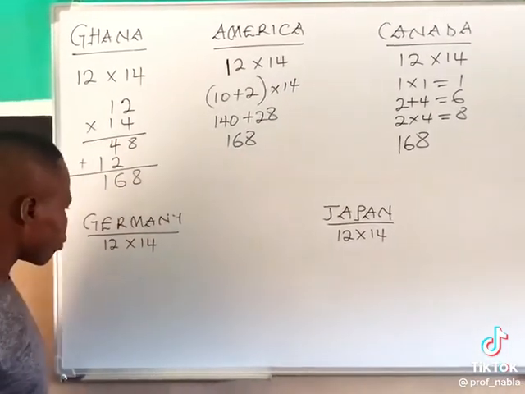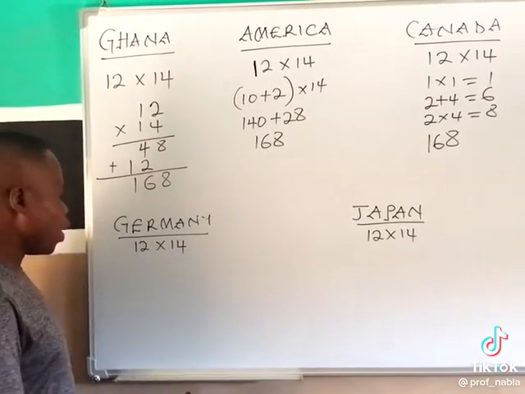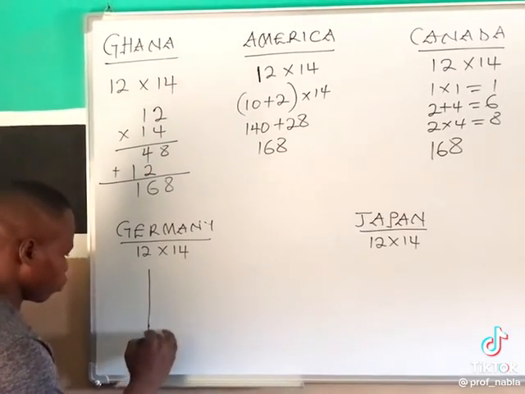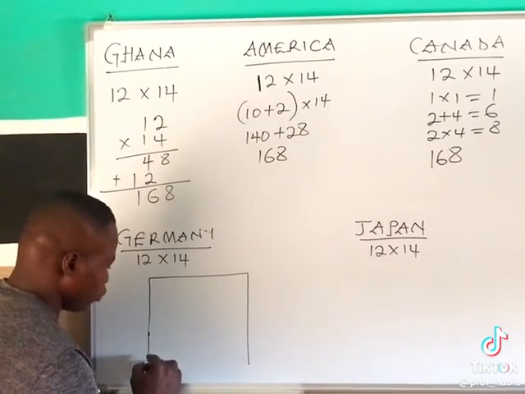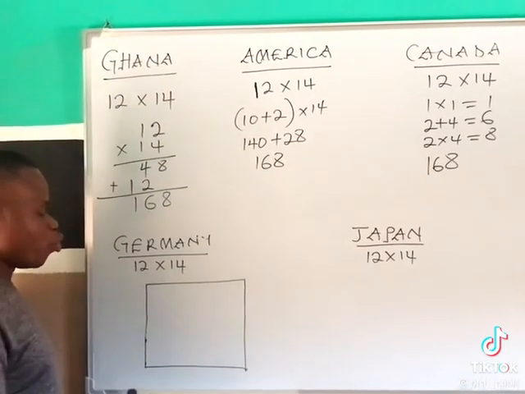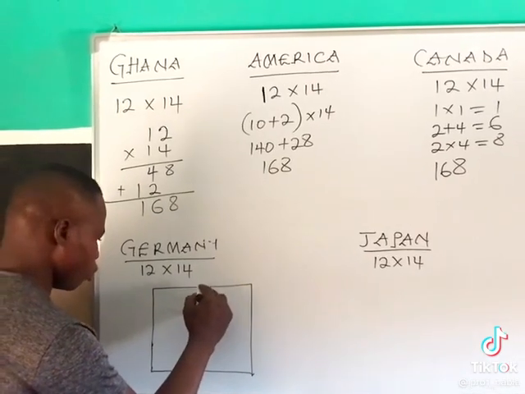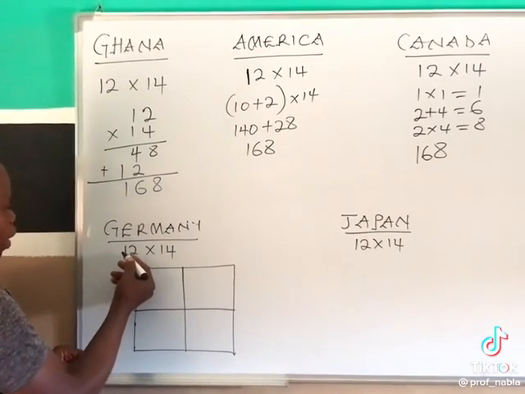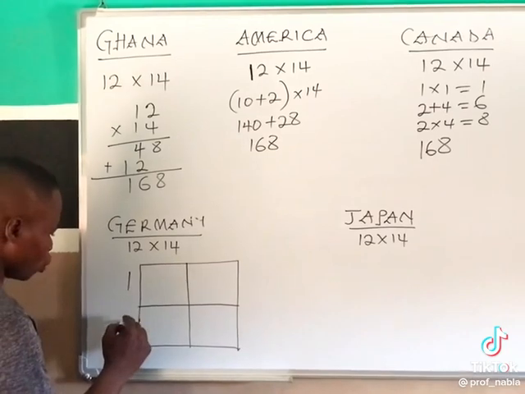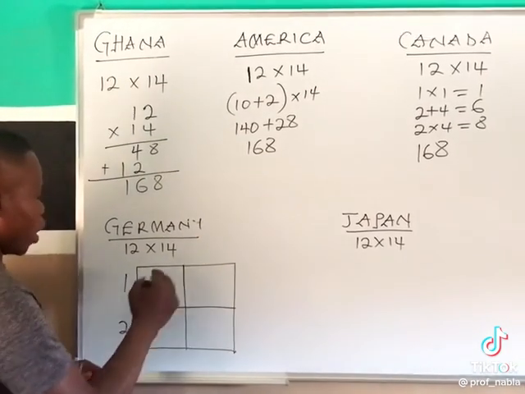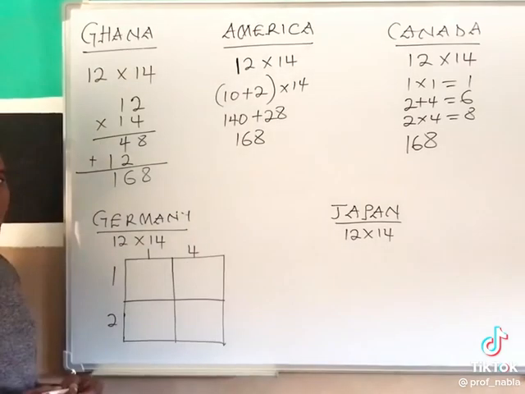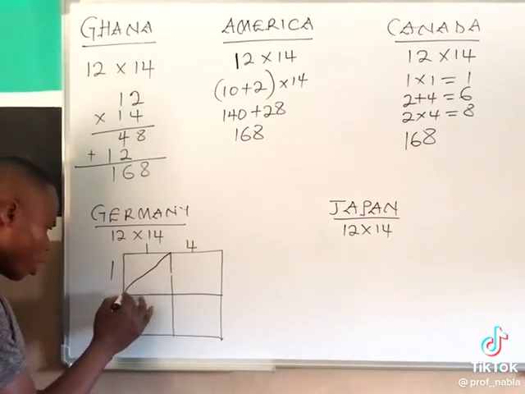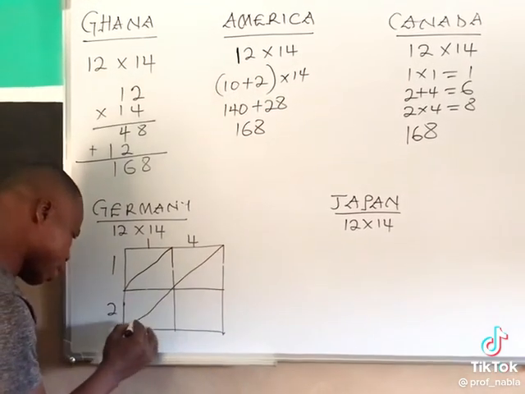Let's go to Germany. 12 times 14. A German will solve this problem by drawing a big box, like this. And then divide this box into 4 parts, because we have 4 digits. Now write the first number here, that is 12, 1, 2. So I'll write 1, 2 this way. Then 14, I'll write 1 here, 4 here. Then after this, you see that the German student will now divide these boxes into 2 parts, that is diagonally.